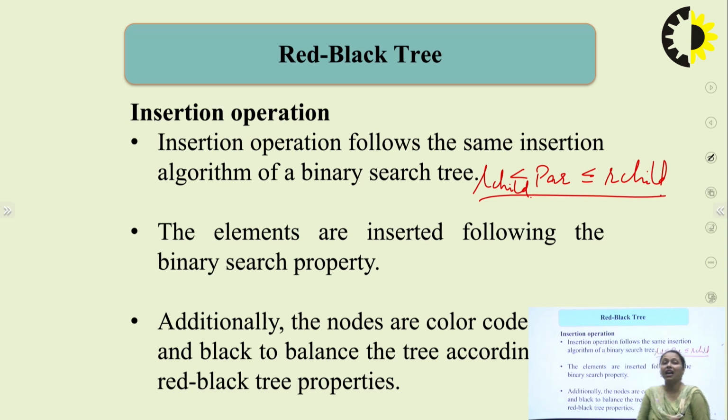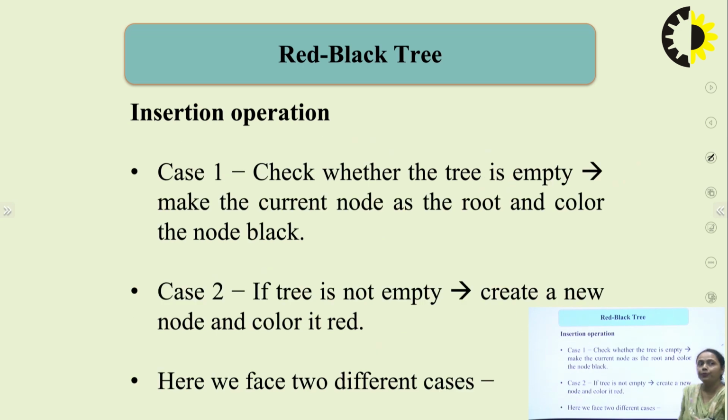Additionally, the nodes are colored either red or black to balance the tree according to the various properties which we discussed earlier. So, there are two cases. Case 1 is whether the tree is empty. Suppose I am inserting a new node in an empty tree. In that case, only one single node will be inserted and this node will become the root of the tree, and the root of a red-black tree is always black in color. So, the color of the node will become black only.